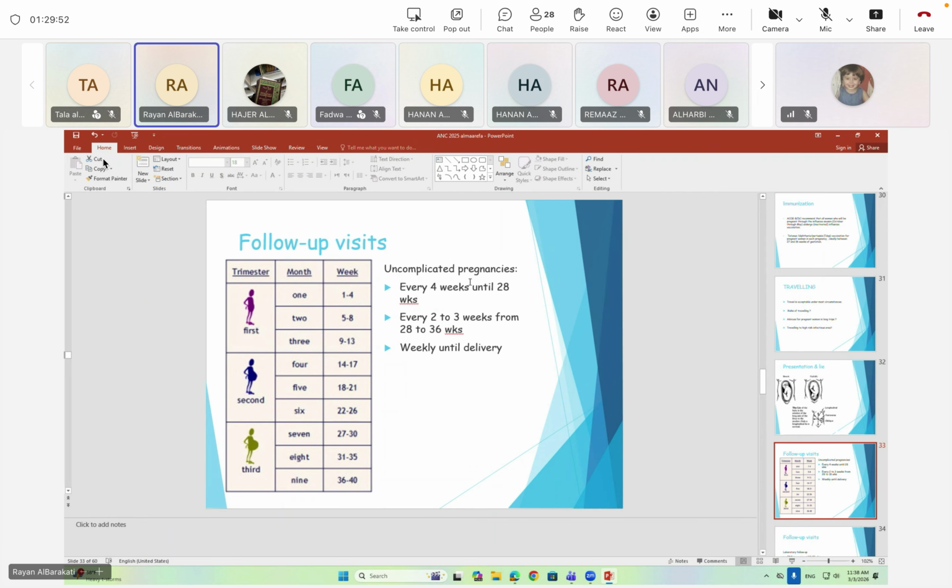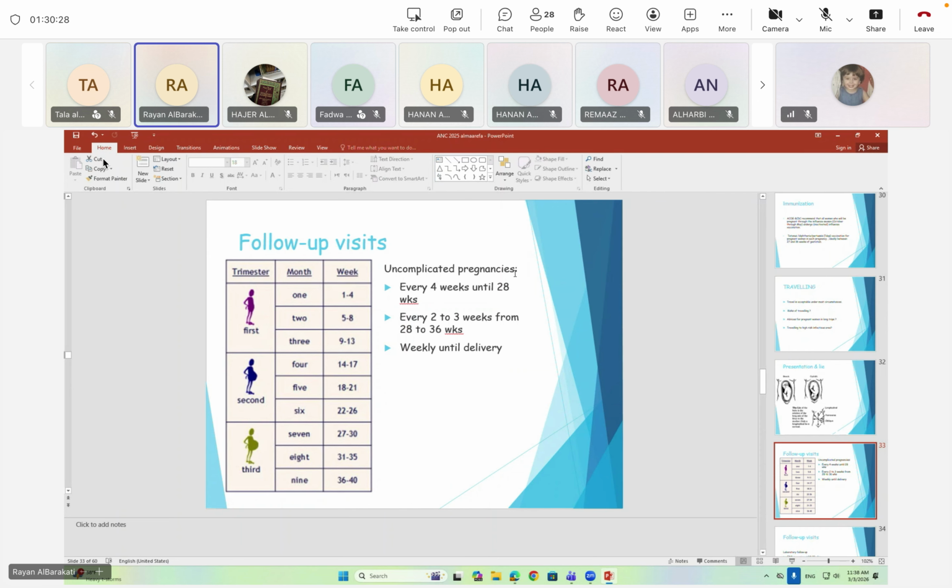Follow-up visits in uncomplicated pregnancy, meaning the routine antenatal care, are every 4 to 6 weeks until 28 weeks, then every 2 to 3 weeks from 28 to 36 weeks, and then weekly until delivery. This is the optimum. However, not everybody has access to healthcare or optimum healthcare. We might need to go for the WHO recommendation, which is the minimum number of visits.